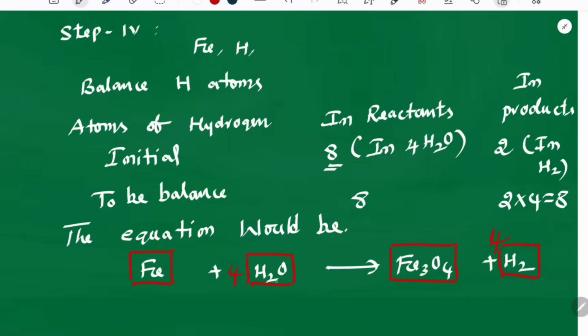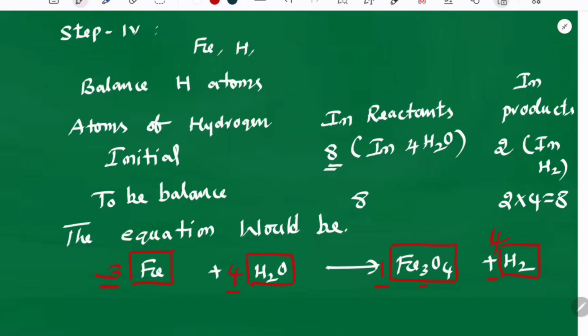So now here 8, here 8, here oxygens 4, oxygens 4. So what is remaining? Iron atoms. So now we can check. Because on the product side, how many are there? 3. Simply, easily you can balance. Here 3 is there, so here just keep 3. So these numbers are there now: 3, 4. Here nothing is there, which means 1.